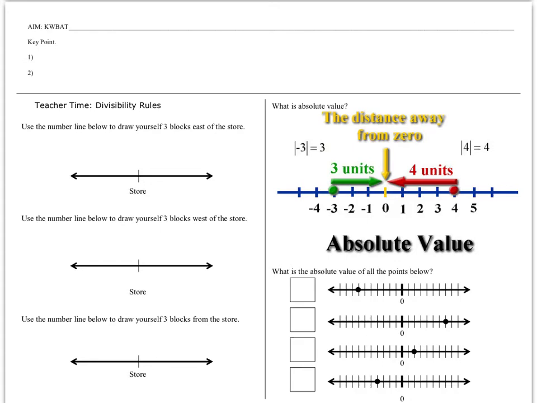All right, so our aim today is that we're going to be able to describe absolute value and find the absolute value of a number. We're also going to find some absolute value expressions, find the value of them. So that's our main aim for today.